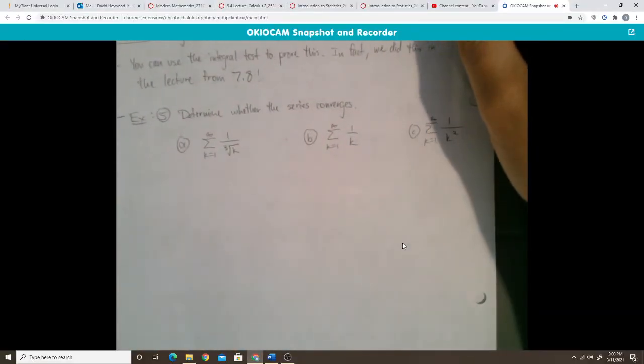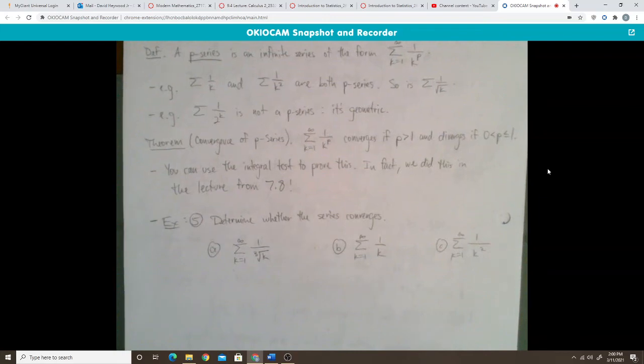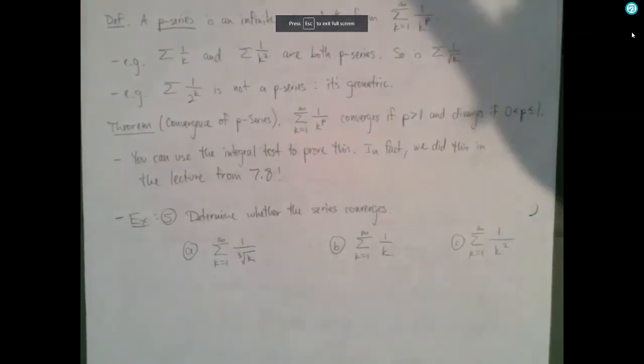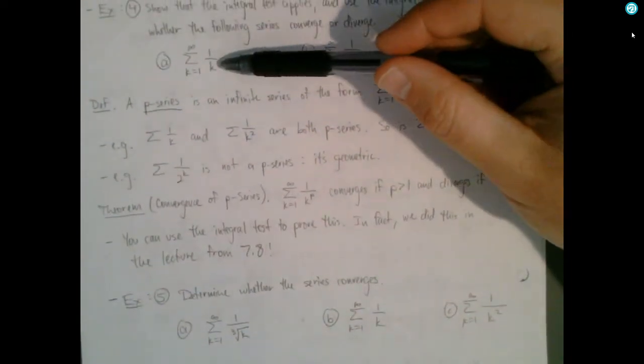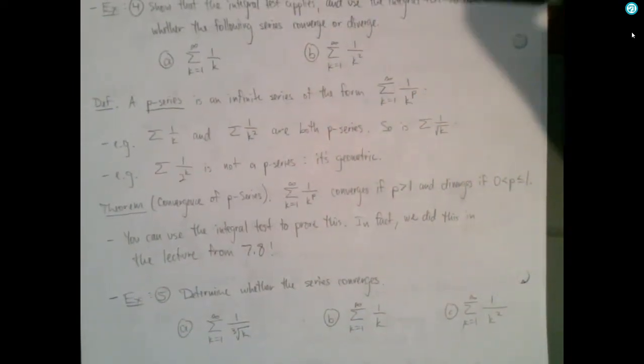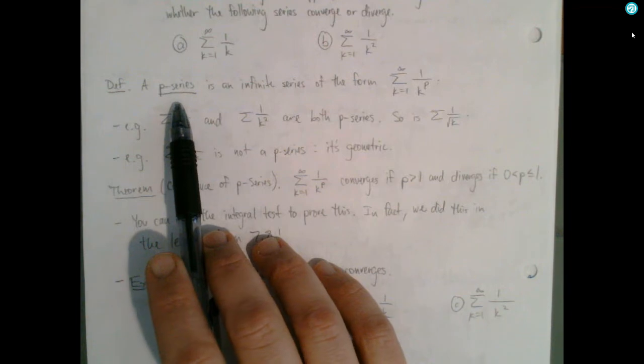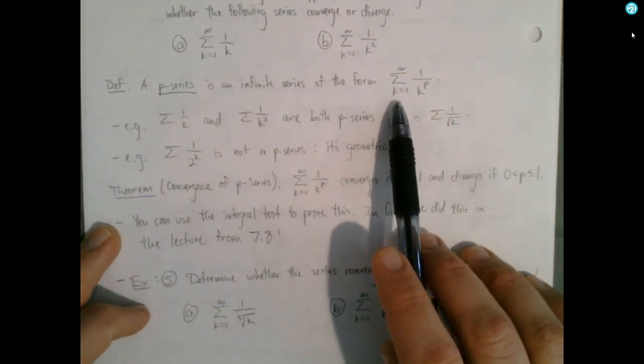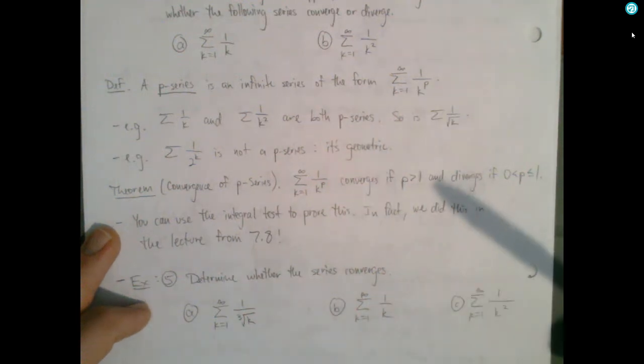Okay, so that's that for the integral test. So now we're going to look at another kind of series that comes up really often. And in fact, both of these series were examples of this kind of series, and it's a p-series, right? So a p-series is an infinite series of the form 1 over k to the p.